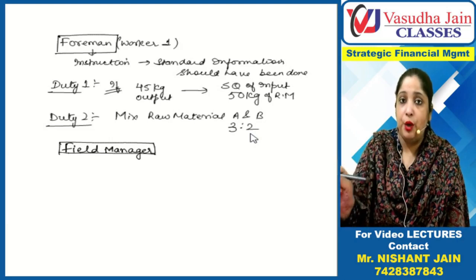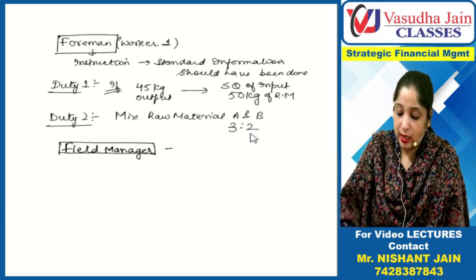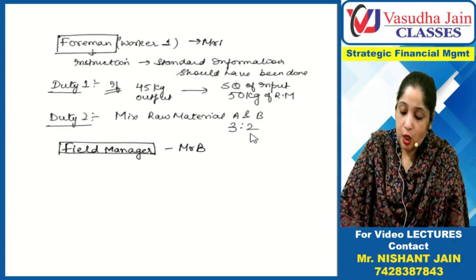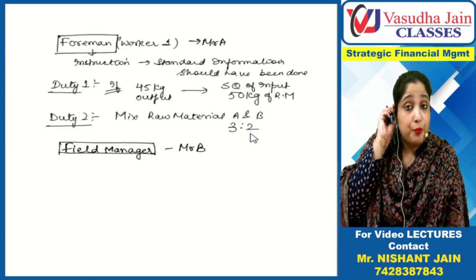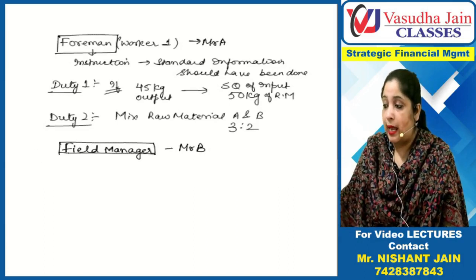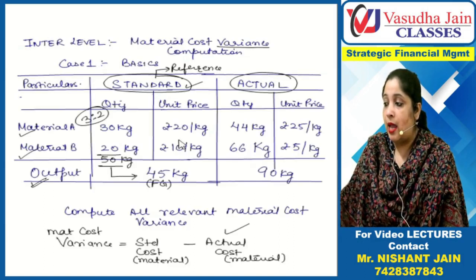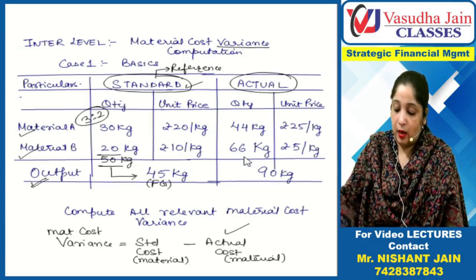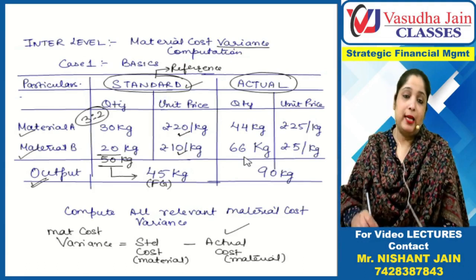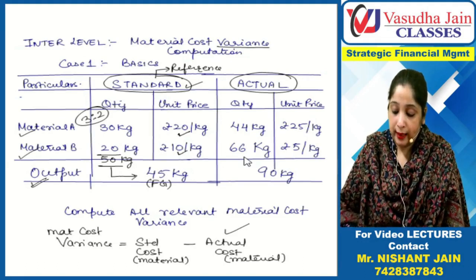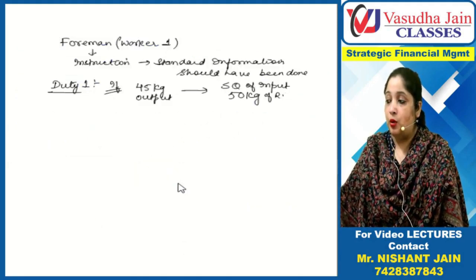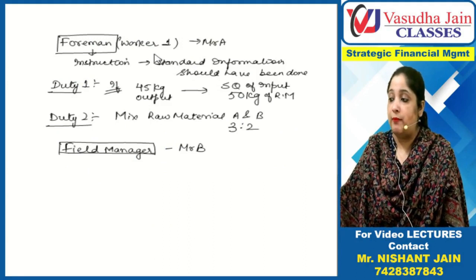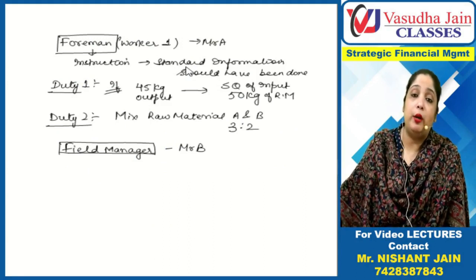But what is your duty? Let us say the field manager is Mr. B and the foreman is Mr. A. So I'm telling Mr. B that whatever quantity Mr. A asks you to buy, go to the market and buy at the standard rate, 20 rupees and 10 rupees per kg. Ma'am, should I buy 30 kg, 20 kg? I told him, Mr. B, do not get into the role of Mr. A. Mr. A will decide how much quantity to buy.